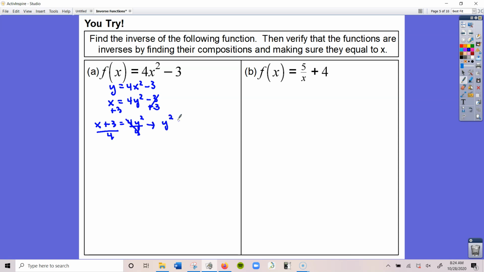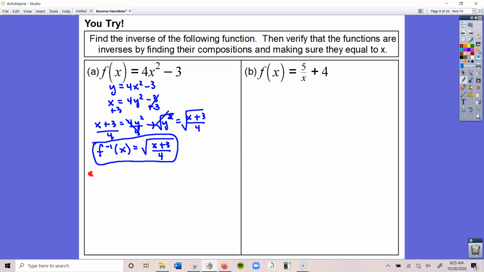So y squared is equal to x plus 3 over 4, and now I square root both sides. So my inverse is equal to the square root of x plus 3 over 4. Now we need to verify by compositions that this is indeed my inverse function.